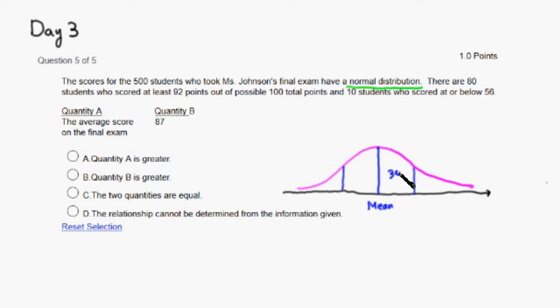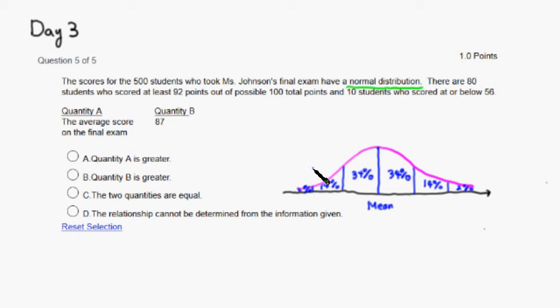34% falls in this here, so 34% here. Then another standard deviation here, there are 14%. And here 14%. Then only 2% sits here, and 2% sits there.